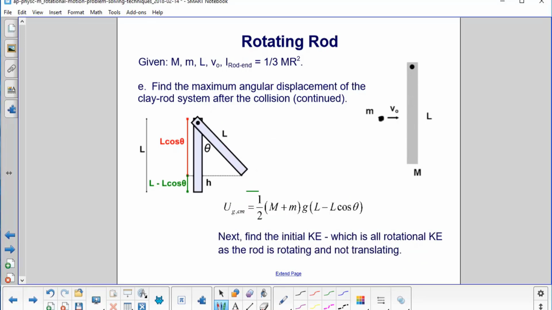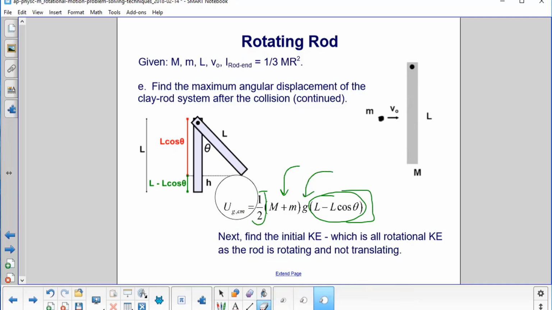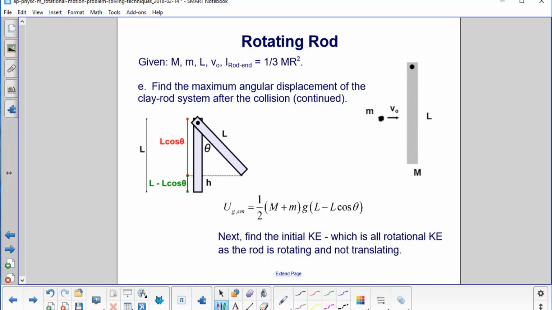Our final gravitational potential energy, when the rod gets to the top as it stops and before it starts falling down, will be 1/2 mgh. Here's our h term, but we said the center of mass only goes up h/2, so that takes into account the height. Here's the total mass. Make sure you add the mass of the clay, and here's g. So that is our final gravitational potential energy. Now we need to find the initial kinetic energy, which, as we just said, was all rotational kinetic energy, as the rod is rotating and not translating, and translating means linear.